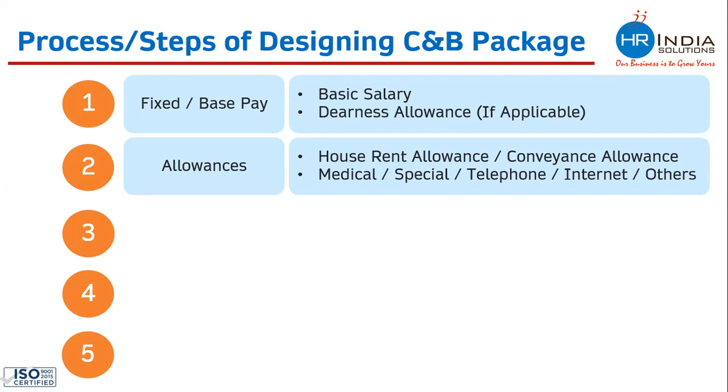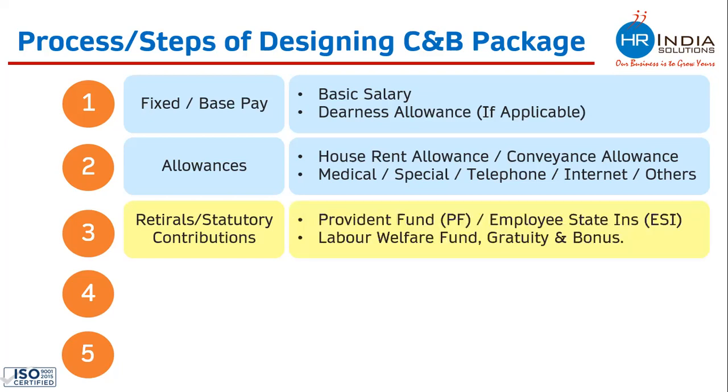Once you are done with these two steps, the third step is to calculate the cost of retirals and statutory contributions. This is something which you do not decide. It comes from the labor law point of view, and you calculate the cost to your company for payment to all these statutory bodies. Every company makes payment to Provident Fund, ESI, and Labor Welfare Fund. Many companies include gratuity and bonus, but only about 50% of companies do. The other 50% do not include gratuity and bonus in CTC and Excel. So PF, ESIC, and Labor Welfare Fund is something every company pays every month for their employees. You need to add the company's contribution toward these government bodies.